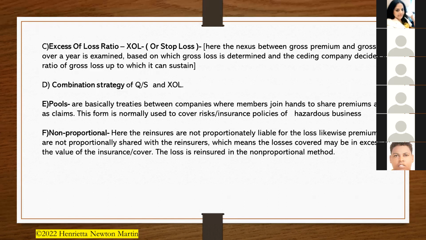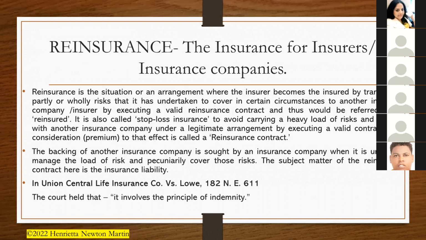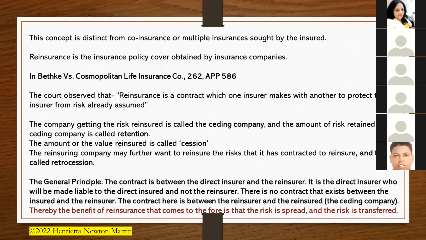Reinsurance basically is where one insurance company tries to cover the risks and the losses of another insurance company by way of an insurance contract, and such a contract is called a reinsurance contract. The company that is getting the risk reinsured is called the ceding company, the risk retained by the ceding company is called retention, and the amount of value that is reinsured is called cession. If you go a little bit further, the reinsurance company may want to again reinsure the risk, and that is called retrocession.